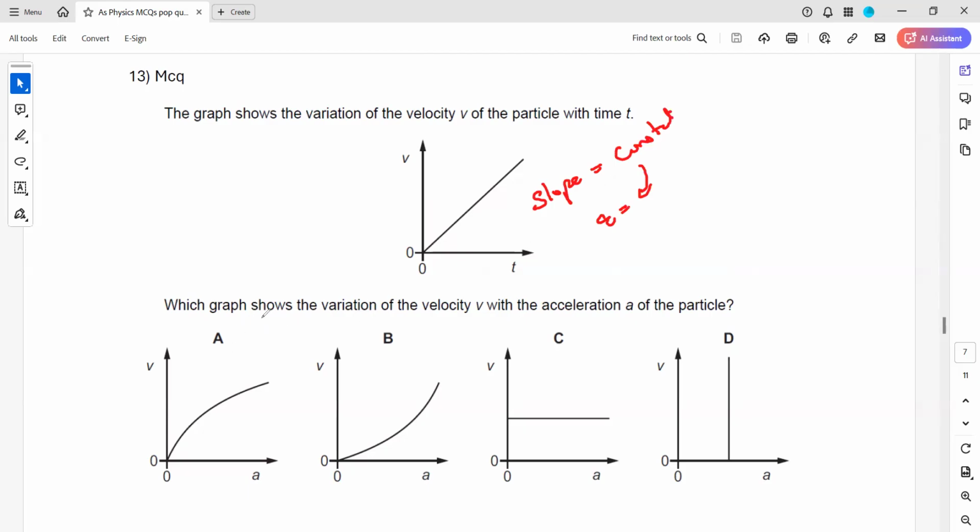If we have a velocity acceleration graph, means the graph is between velocity and acceleration, in which velocity is increasing, as you can see, but the acceleration is not changing. So which is the right graph? It means D is the right graph because the acceleration is not changing. The value of the acceleration remains the same, even though the value of the velocity is continuously changing. So D is the right answer.